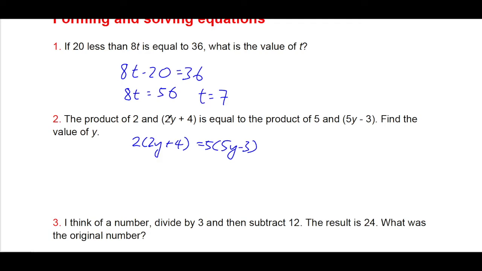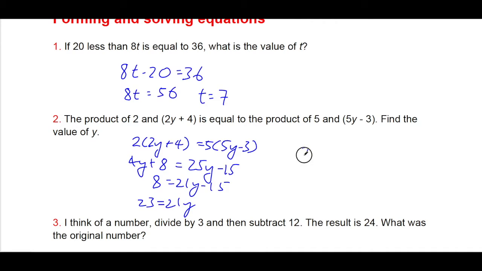Then just expand the bracket. 4y plus 8 is equal to 25y take away 15. Now you have to collect like terms, so you can move the 4y to the right hand side. 8 equals 21y minus 15. I took away 4y from both sides. Now I can add 15 to both sides. 23 is equal to 21y. So 23 over 21 is equal to y. So y equals 23 over 21, right? That's how you do it.